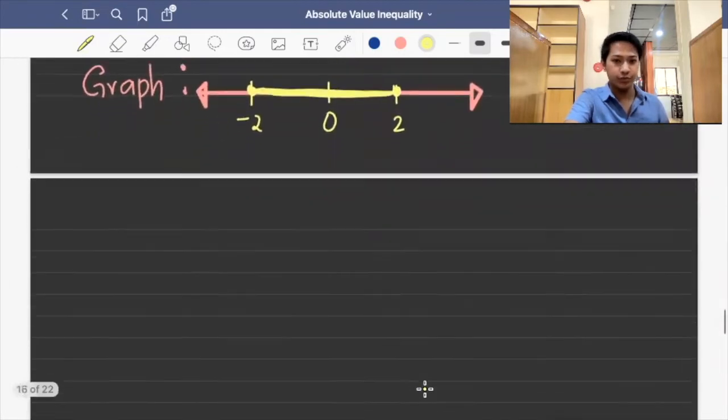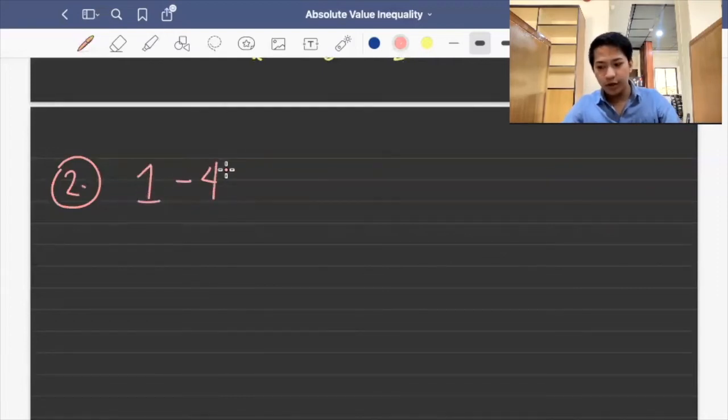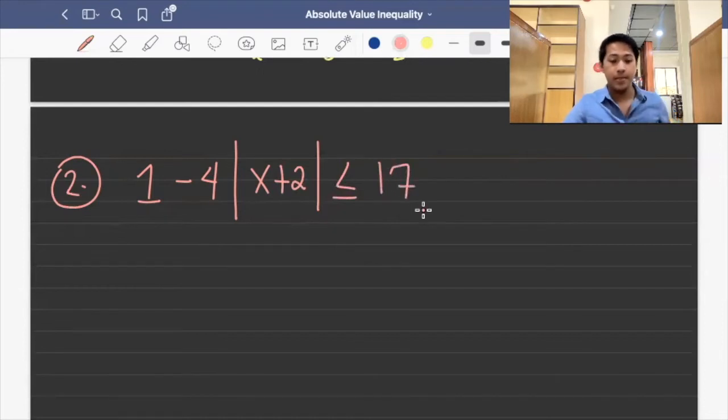Example number 2. All right. Example number 2. We have 1 minus 4 times the absolute value of x plus 2 is less than or equal to 17. Again, 1 minus 4 times the absolute value of x plus 2 is less than or equal to 17. You might want to pause this video and then solve it independently. And after solving it, then you may resume watching the video so you can confirm if your answer is correct.